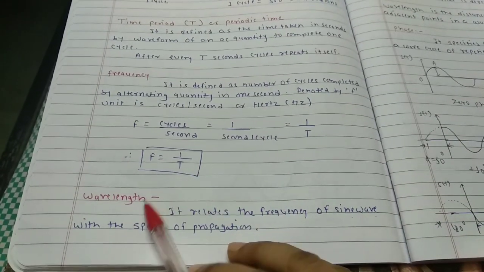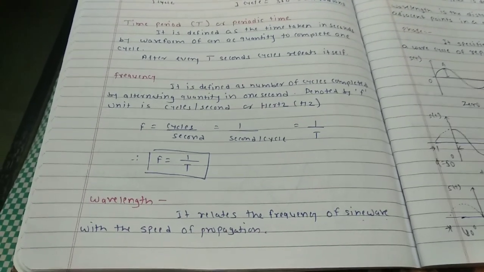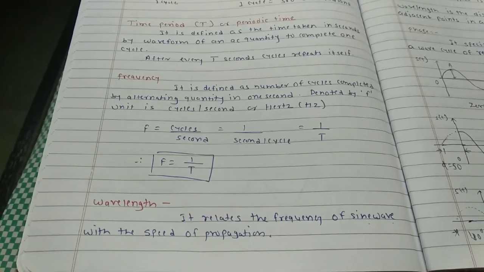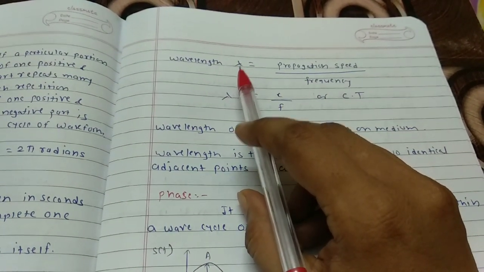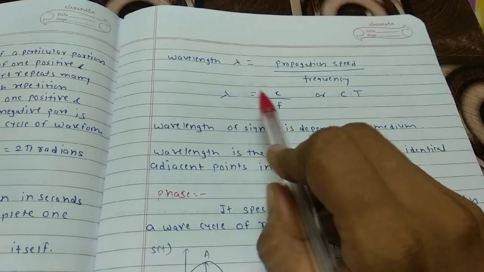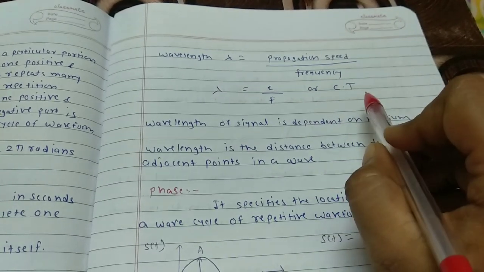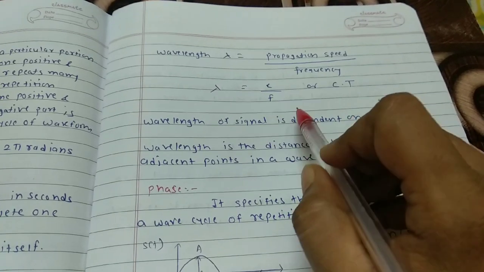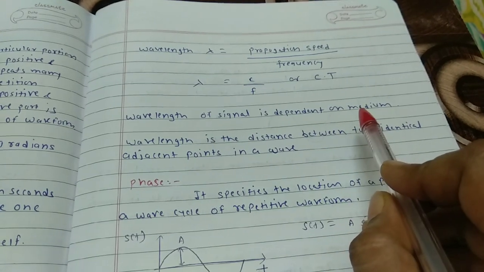The next term is wavelength. It relates the frequency of a sine wave with the speed of propagation. Wavelength is denoted by lambda. Wavelength is equal to propagation speed divided by frequency. So lambda is equal to c upon f, or lambda is equal to c into T, because earlier we have seen f is equal to 1 upon T, or vice versa, T is equal to 1 upon f. The wavelength of a signal depends on the medium.